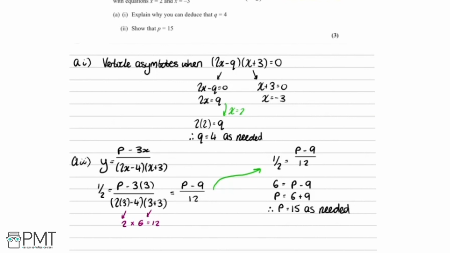Fantastic. So looking through to see where we get the marks. We get 1 mark up here for all this working, essentially explaining that 2x minus q equals 0 when x equals 2, which then means that q would equal 4. And then we get 1 mark down here for realising that we need to sub in the point 3 and a half to make sure we've just got p as the single unknown. And then we get the final mark for using our algebraic manipulation skills to show that p equals 15.